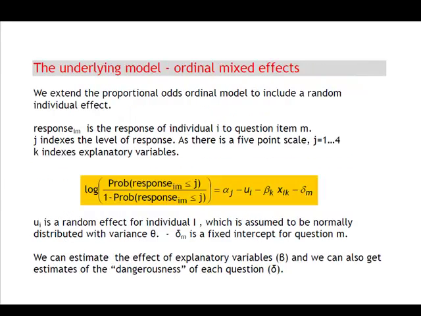And the model now becomes rather more complicated. We have a set of cut points. We have a random effect for the individual. We have an effect of covariates, and we have an effect for each question. So we can measure the strength of dangerousness for each question.